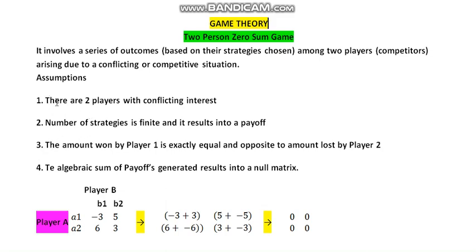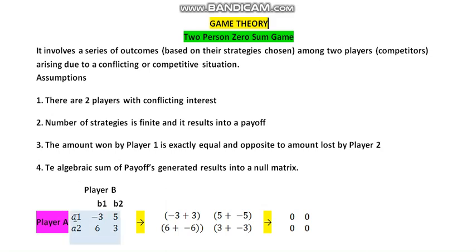That's like, number one, there are two players with conflicting interests. That means there are basically only two players, not more than two players, with conflicting interest or competitive situation. They are always in a conflicting or competitive situation to win over the other player, right? And the number of strategies is finite, and it results into a payoff. That means the number of strategies that player A will be using is finite, that means it is countable, and that strategy results in payoffs.